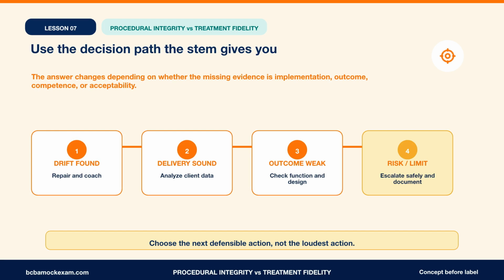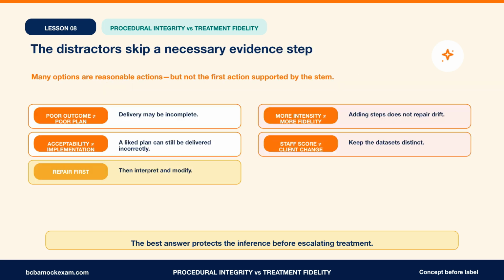The answer changes depending on whether the missing evidence is implementation, outcome, competence, or acceptability. Choose the next defensible action, not the loudest action. Drift found: repair and coach. Delivery sound: analyze client data. Outcome weak: check function and design. Risk or limit: escalate safely and document. The distractors skip a necessary evidence step. Many options are reasonable actions, but not the first action supported by the stem. The best answer protects the inference before escalating treatment.